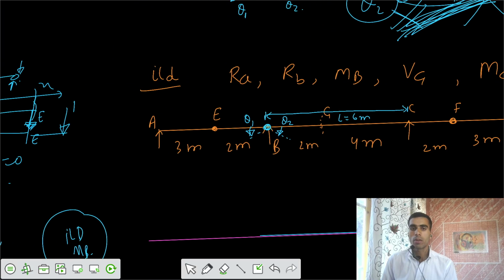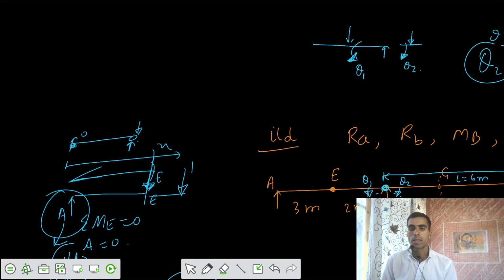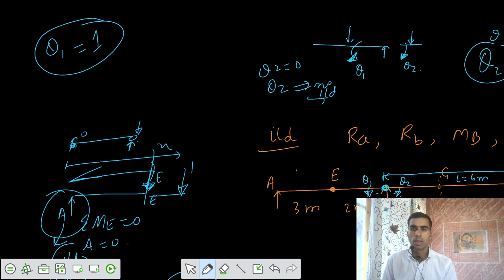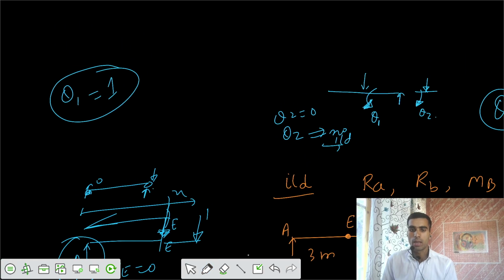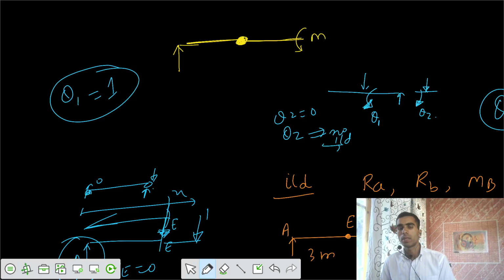Now for part 1, you are applying theta 1. If theta 2 is not there, that means theta 2 should have been 0 and theta 1 should be equal to 1 unit total. Now if theta 1 equals 1 unit, you take the beam and analyze that. Let's say this is that, and you're applying some moment here. Is there any possibility of curvature?